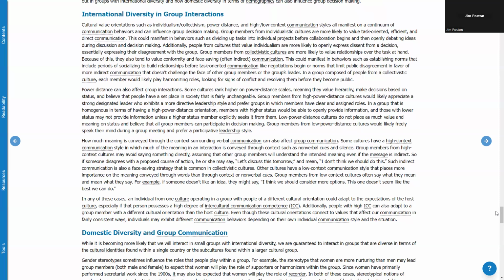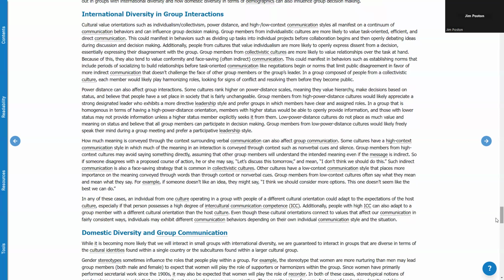Some cultures have a high context communication style in which much of the meaning in an interaction is conveyed through context, such as nonverbal cues and silence. Group members from high context cultures may avoid saying something directly, assuming that other group members will understand the intended meaning even if the message is indirect. So, if someone disagrees with a proposed course of action, he or she may say, "Let's discuss this tomorrow," and mean, "I don't think we should do this." Such indirect communication is also a face saving strategy that is common in collectivist cultures.